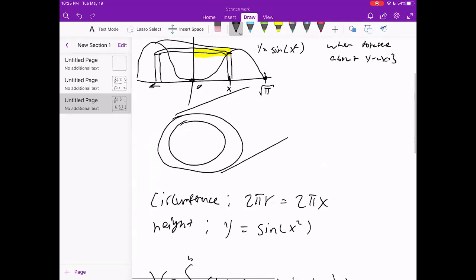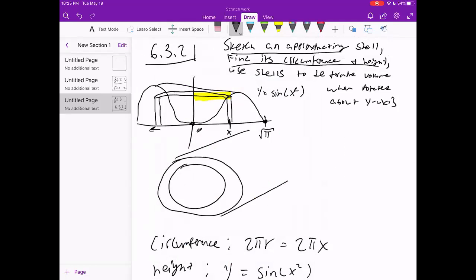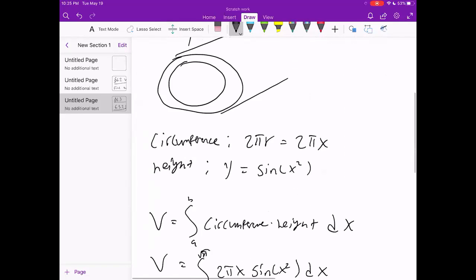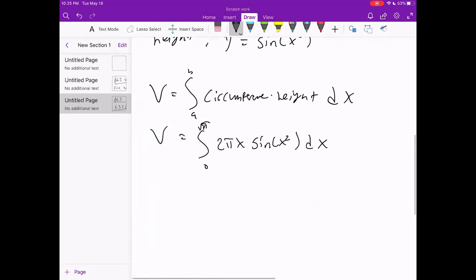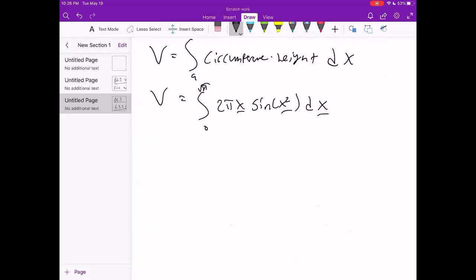Let me go back and point out, just in case I didn't hit it hard enough, because I know I glossed over it. The height of the shell is given by the function that we're on, and the function is y equals sine of x squared. So the height is given by the y coordinate, which is just sine of x squared, which is why I wrote that. I made sure all my variables match my differential. This is the square root of pi; let me clean that up.